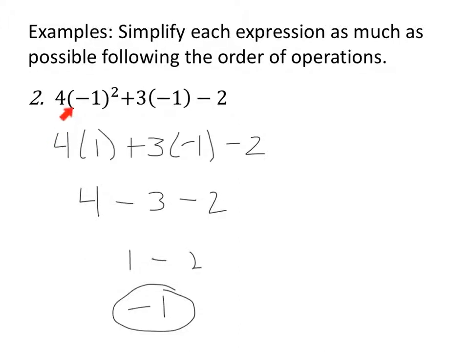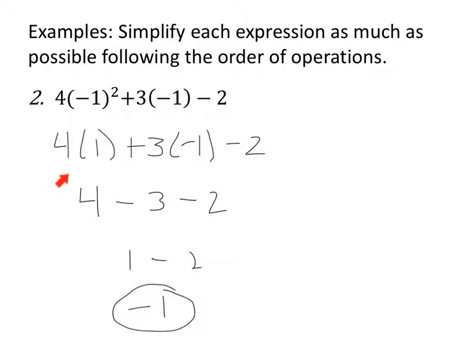Alright, so here we have 4 times negative 1 squared plus 3 times negative 1 minus 2. Inside the parentheses are real numbers. These are just real numbers. There's nothing to simplify, nothing to do, so we move on to exponents. The negative 1 is squared, so I square that. The 4 is not squared. The 4 is not inside the parentheses. Negative 1 times negative 1 is a positive 1, and I left the rest of the problem alone.